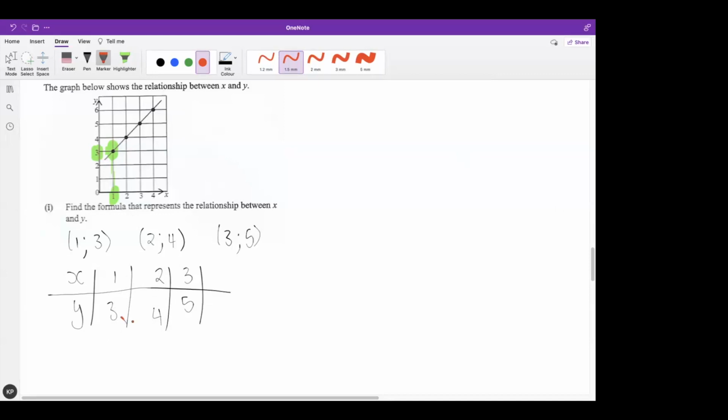How do I get from 3 to 4? Thank you, Sohan. There you go, Sohan. Sohan has already found our equation. How do I get from 3 to 4? I add 1. And then from 4 to 5, I add 1. So now we have our multiplier.